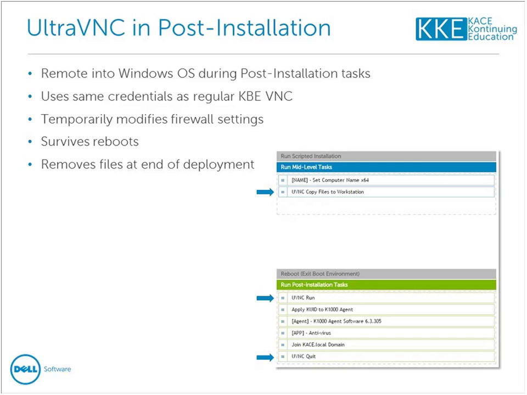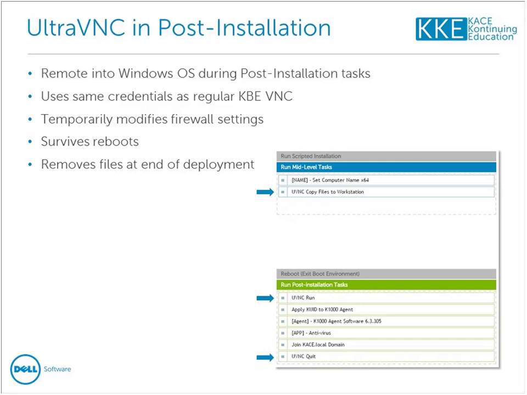What happens is this will copy the exact same tools that are copied into your KBE down to the local machine. It's going to use the same exact credentials that the KBE version uses. It's going to temporarily modify the firewall settings to allow the VNC to get in. It's going to survive through any reboots, again going back to our auto login a little bit. And then it will get rid of the VNC files at the end. So if you don't want VNC local on the machine, it cleans itself up. But what it allows you to do is have VNC available during the post-installation level of your deployment.